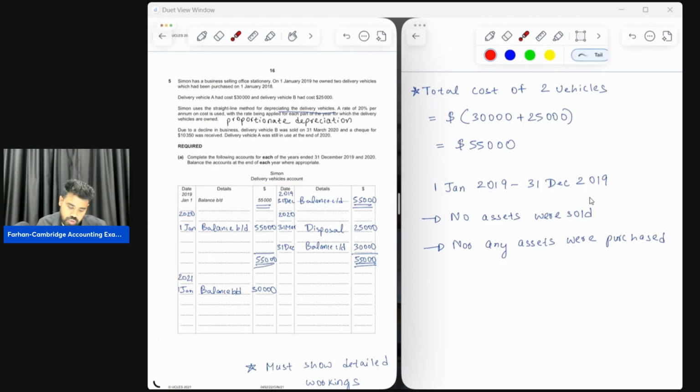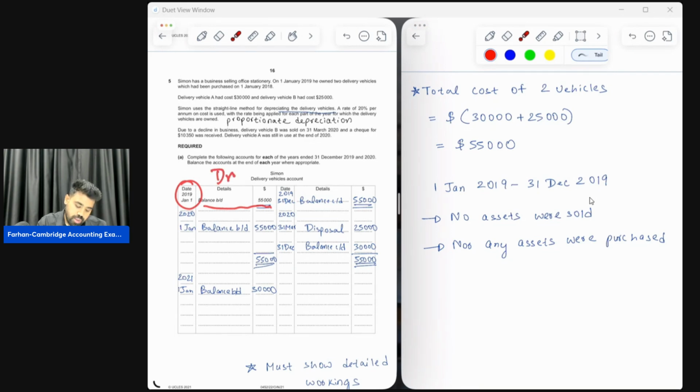All right, so we understand that the total cost of the 2 vehicles, $30,000 for vehicle A, and $25,000 for vehicle B, added together is $55,000. And we are starting the year on 1 Jan 2019 with an opening balance, which is balance brought down, of $55,000 recorded on the debit side.